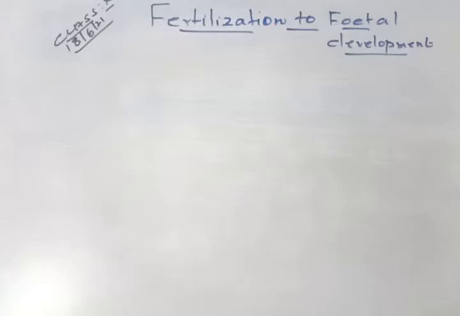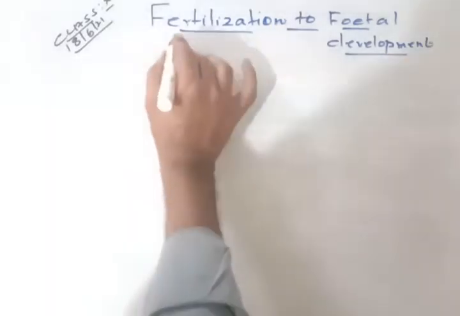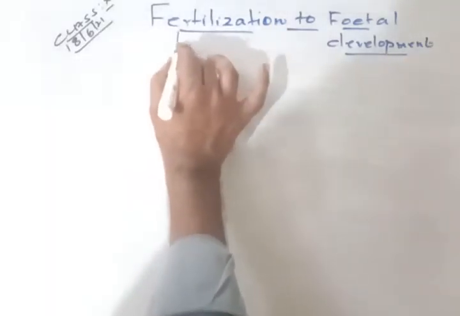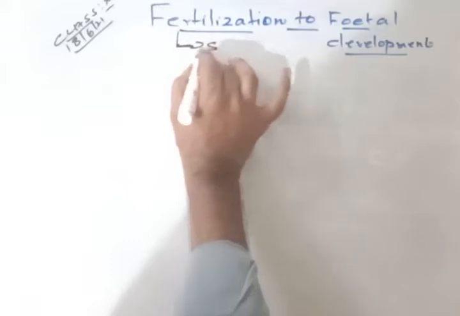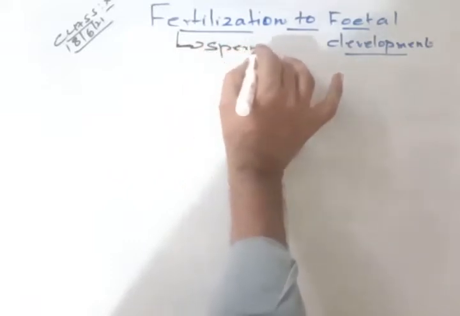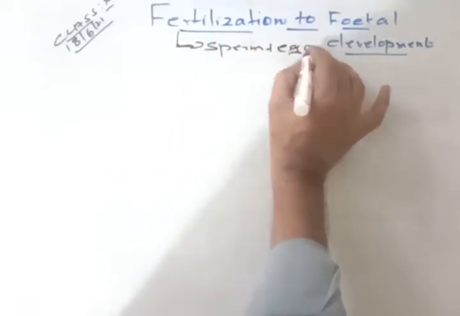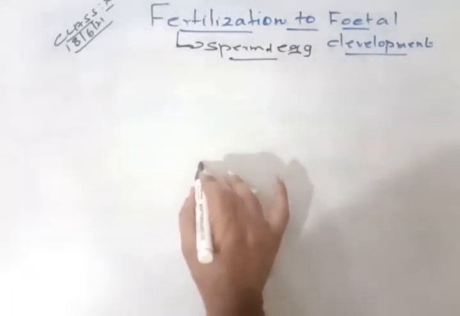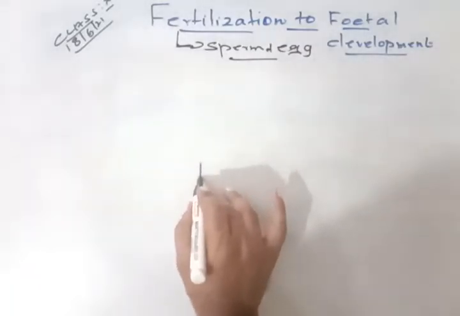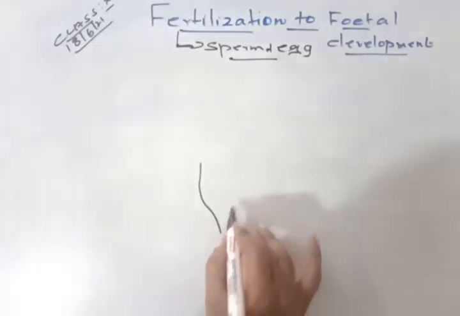Now, you know what fertilization is, no? Fertilization is nothing but the fusion of two different gametes. One is the sperm and the other is the egg. This is what fertilization is. Sperm cells and egg cells will be meeting each other. Now, to explain this, we will study in the form of a diagram.